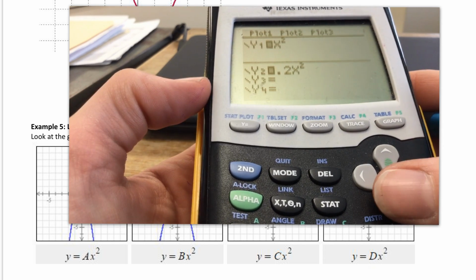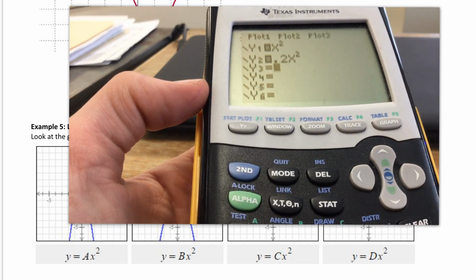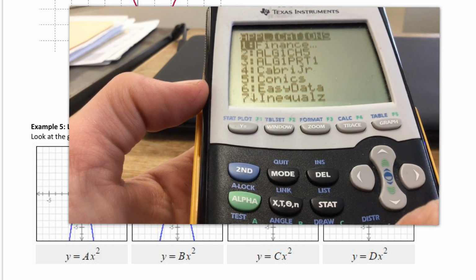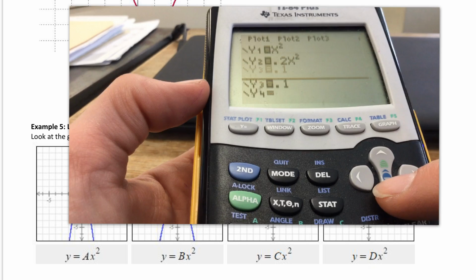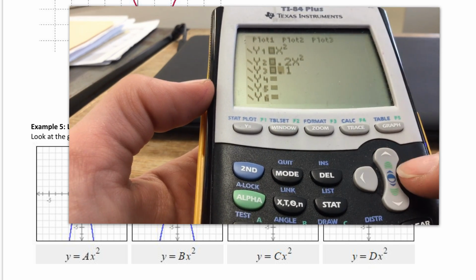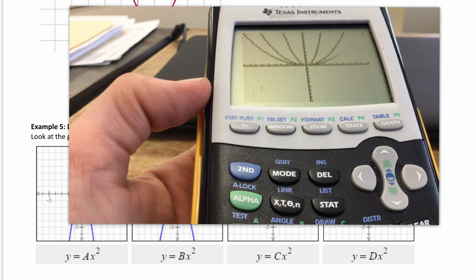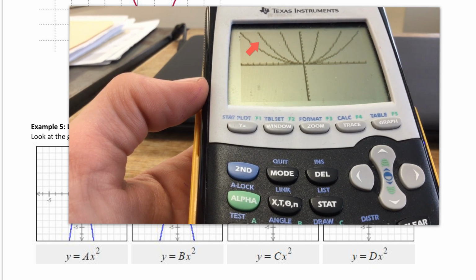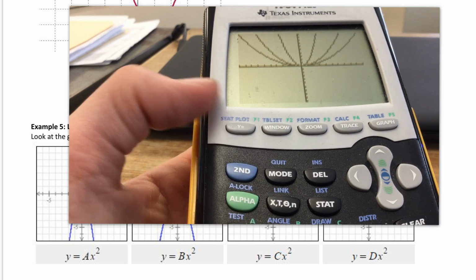If I continue to go down, so maybe let's put in 0.1 x squared. And if I graph that, you can see, again, as I get smaller or closer to 0, my graph is getting wider. Okay, so now let's go the other way.